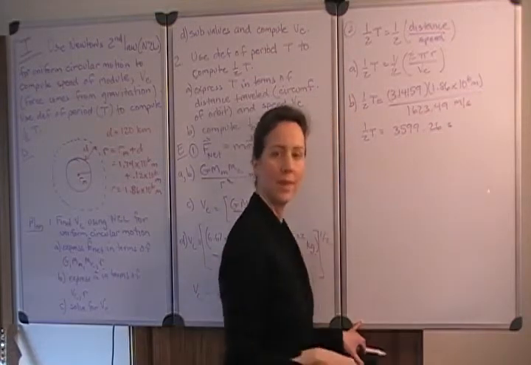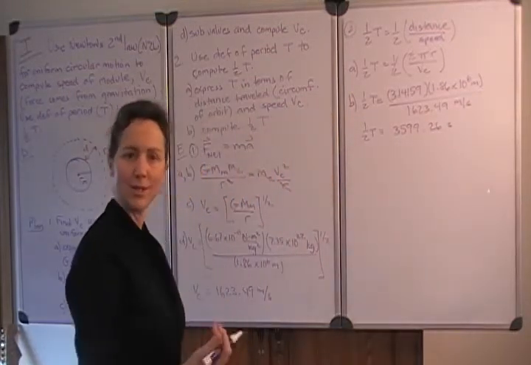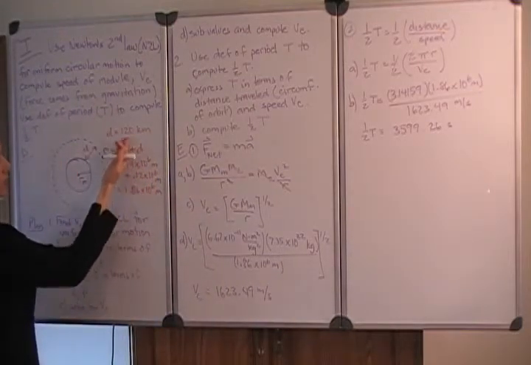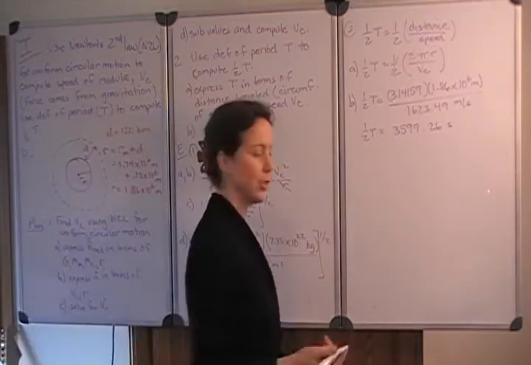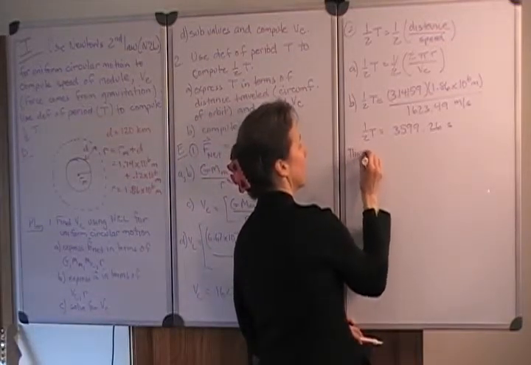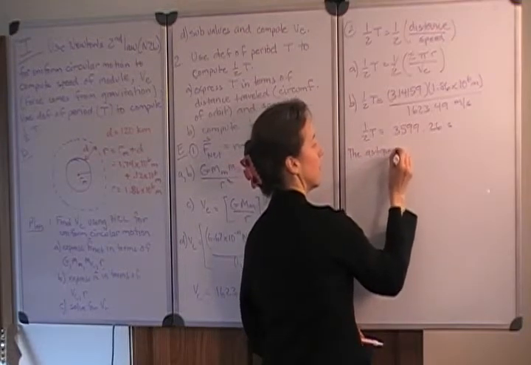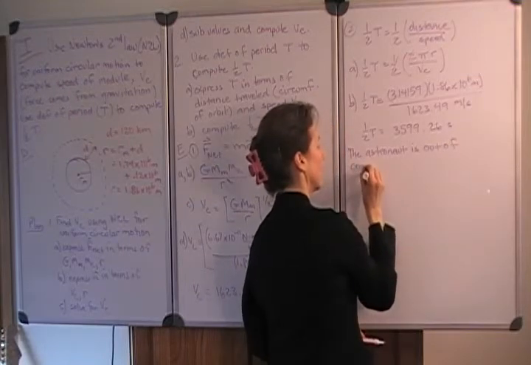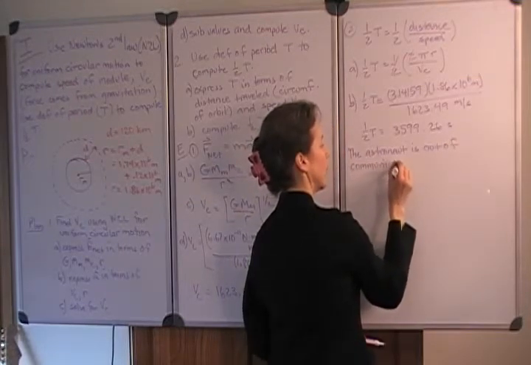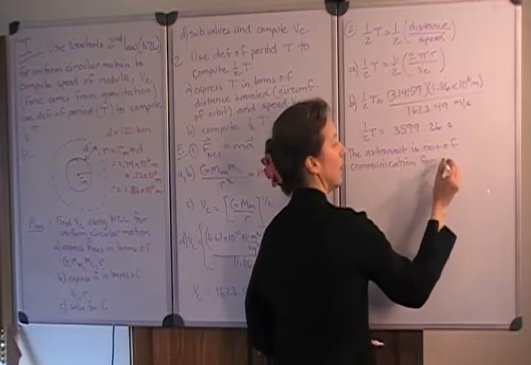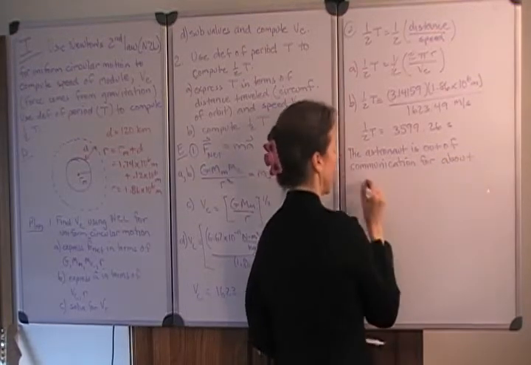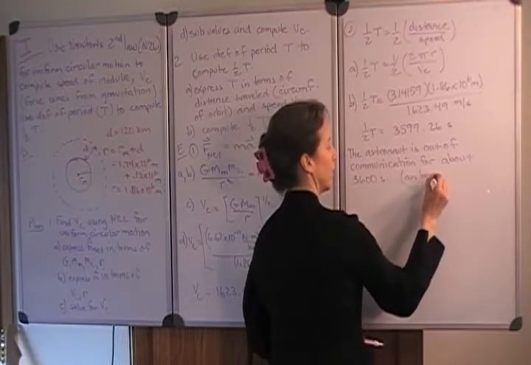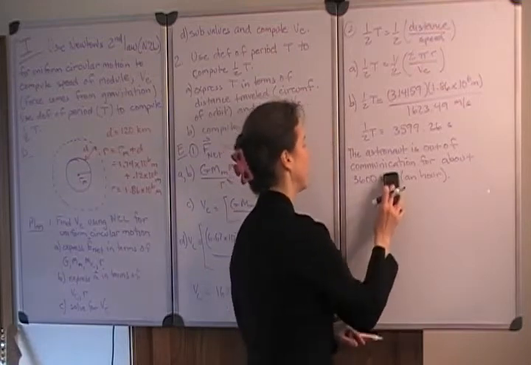And so we have that half the period is equal to 3,599.26 seconds. Now, before we report our answer, let's consider significant figures. Our given values, some of them were to 3 significant figures, some were to 2, so we'll restrict our answer to 2. The astronaut is out of communication for about 3,600 seconds, which is about an hour. 3,600 seconds is exactly an hour.